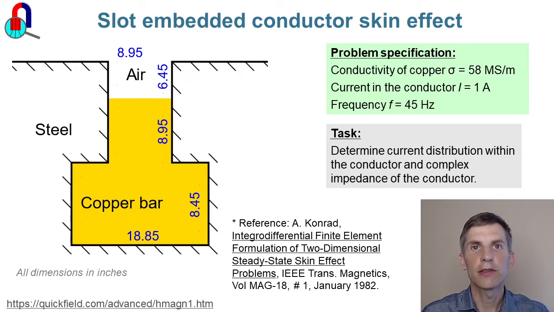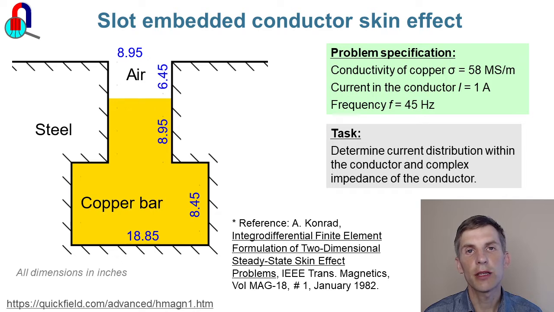Slot-embedded conductor skin effect. A solid copper conductor is placed inside the paramagnetic slot. The conductor carries alternating current of 1 ampere at a frequency of 45 Hz. All dimensions are in inches. This example was taken from the paper published by R. Conrad in Transactions on Magnetics, but you may find similar tasks when you design induction motors.